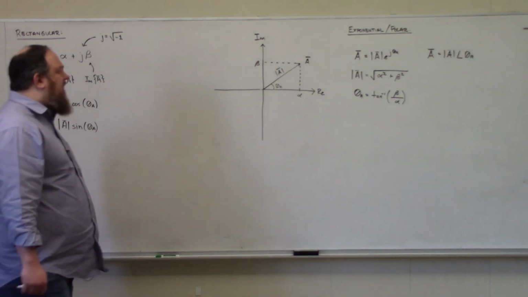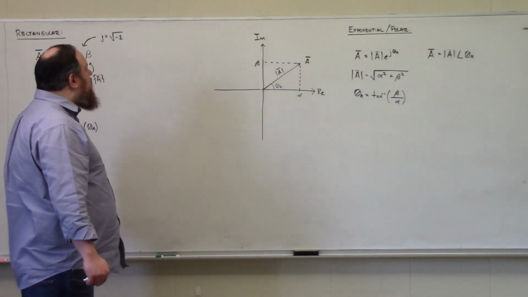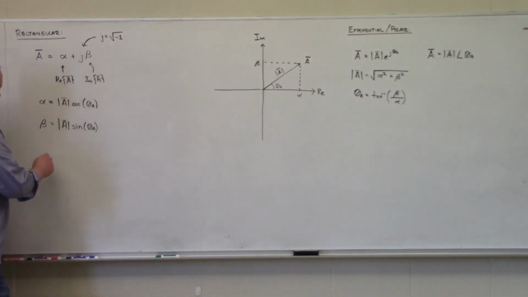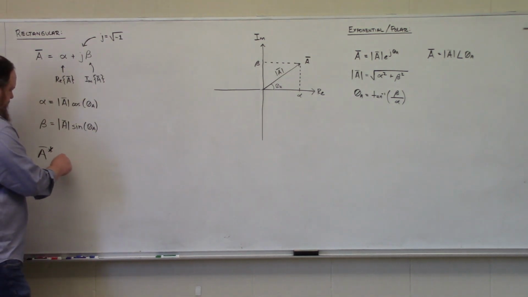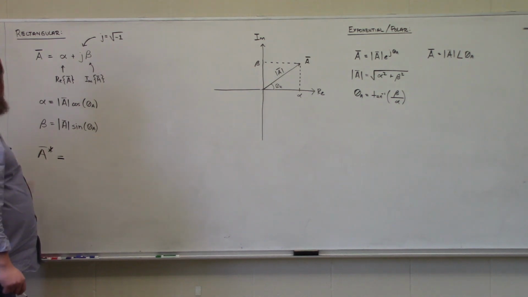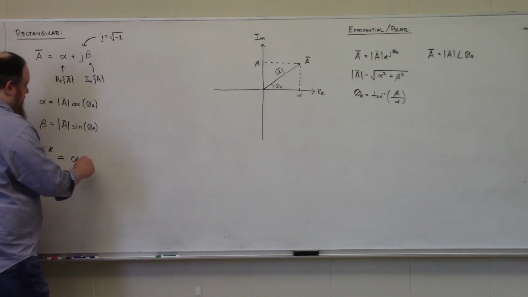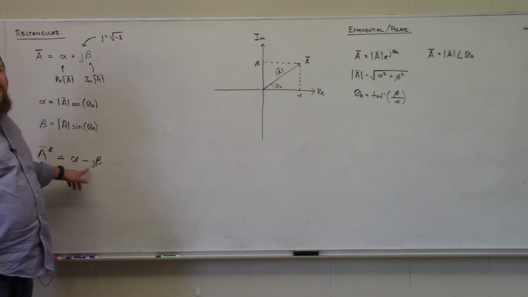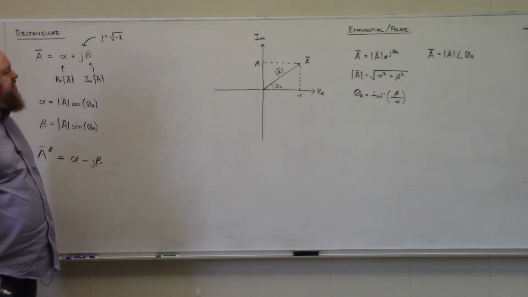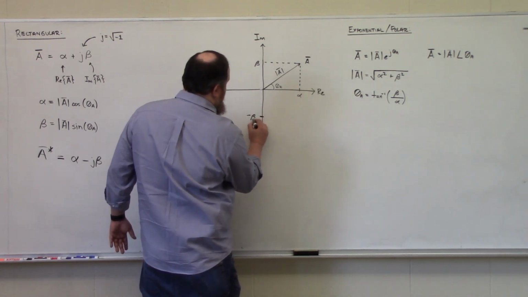The next topic that I would like to introduce is the concept of the complex conjugate. Okay? So the complex conjugate is denoted by an asterisk symbol, like so. The complex conjugate of complex number A in rectangular form is alpha minus j beta. So our conjugate operation is changing the sign on the imaginary portion. So in this particular example, here's negative beta.